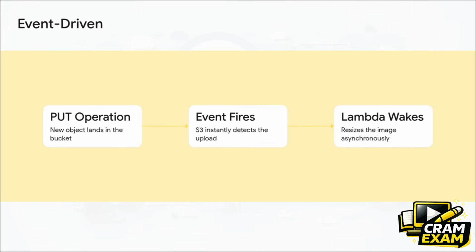Here's how that flows. When a new object lands in the bucket, S3 instantly detects the put operation. It immediately fires an event directly to an AWS Lambda function, an SQS queue, or an SNS topic. Your Lambda function then wakes up asynchronously, resizes the image in the background, and saves the thumbnail back to S3. And the best part? Your main server never even knew it happened. It just kept running perfectly smoothly.